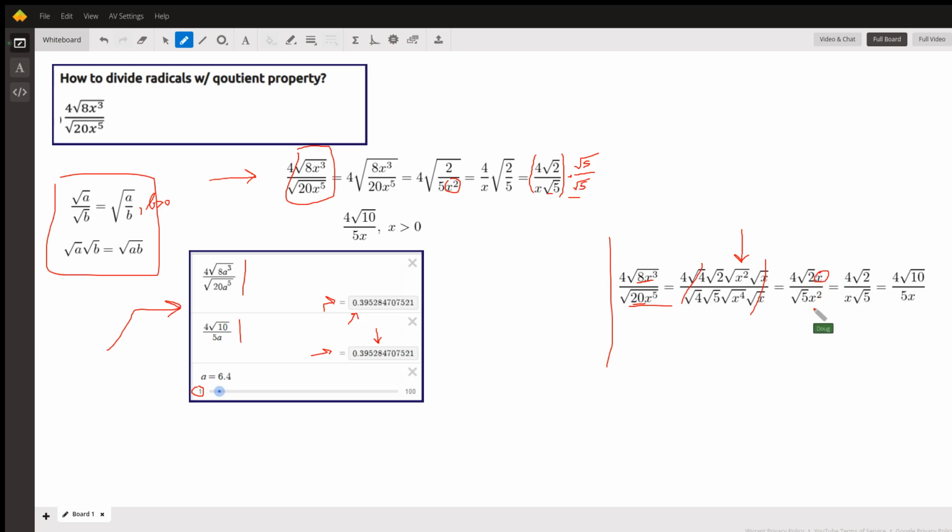The square root of x to the 4th is x squared. So I've got 4 radical 2 times, well, one of these factors of x now cancels out, x radical 5. If you go through the same process I did here of rationalizing that denominator, you get the same thing. Okay, so there's a couple ways to do it. There's other ways. You just have to do what's most comfortable for you.